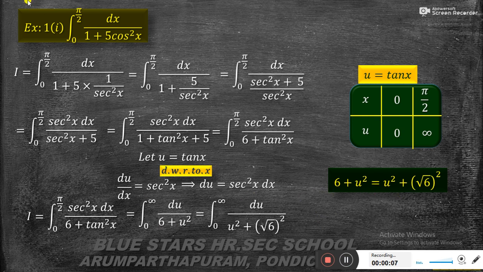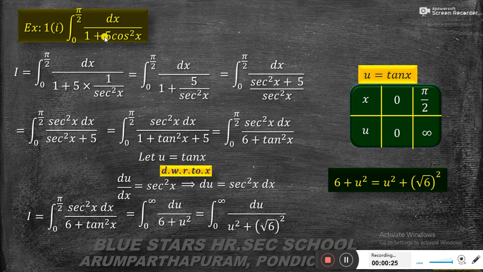So first problem, exercise first problem, first subdivision: integral from 0 to pi by 2, dx by 1 plus 5 cos square x. This is the given integral.